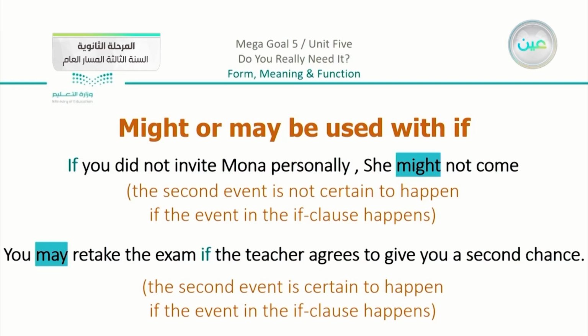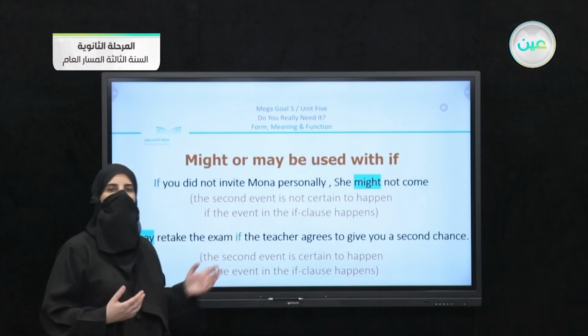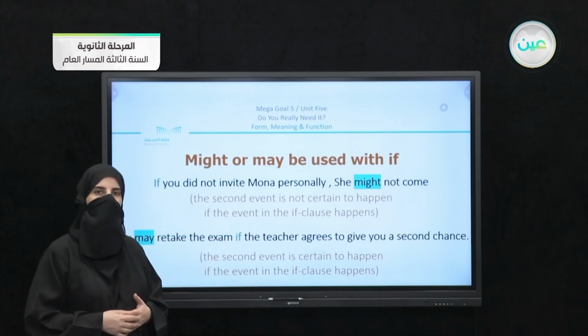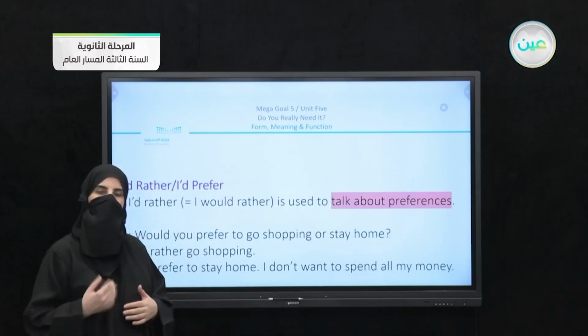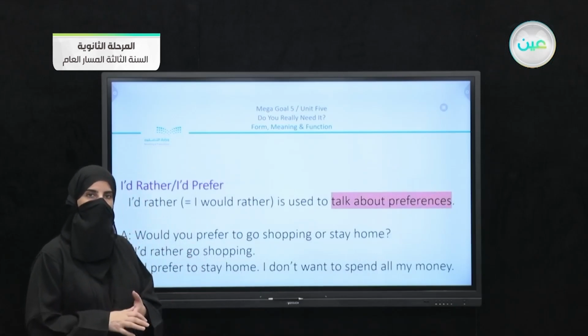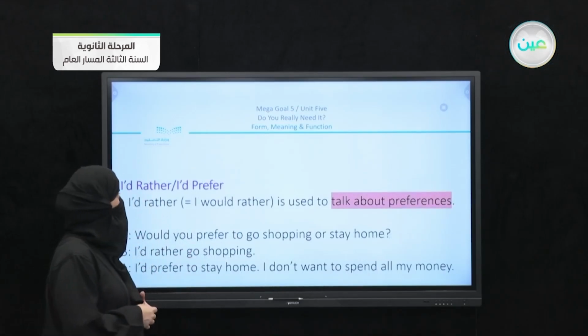So you can see that there is the condition, and if the teacher gives you a second chance, of course there is the possibility for something to happen. Now we can see that "you may retake" gives a positive meaning that something will occur, and "she might not come" gives a negative meaning that something will not happen. So we have here the two modals, might and may, that can be used with the if clauses, or the if sentences in general.